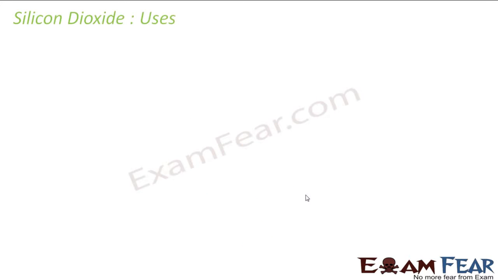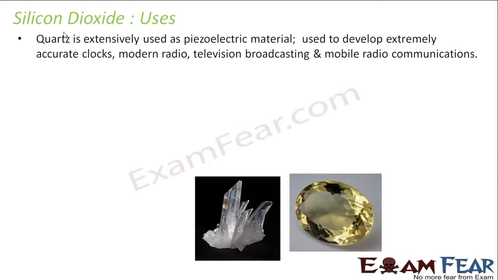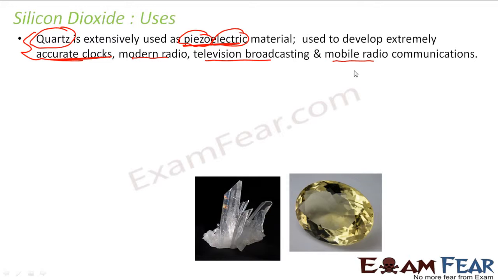Let's talk about the usage of silicon dioxide. Quartz is extensively used as a piezoelectric material. What is a piezoelectric material? A material which produces electricity when you apply pressure or stress on it. Piezo means pressure, electric means electricity. This is used to develop extremely accurate clocks. You'll learn more about this in physics. Piezoelectric materials are used to make clocks, radios, television broadcasting, and in fact mobile radio communication also.